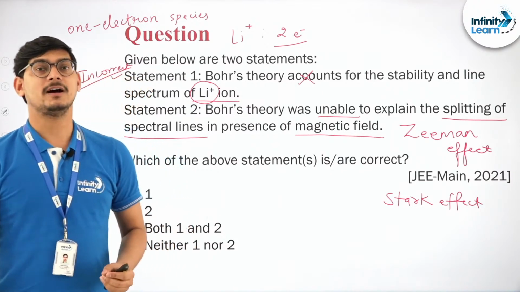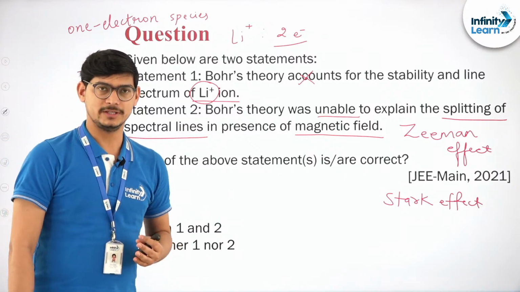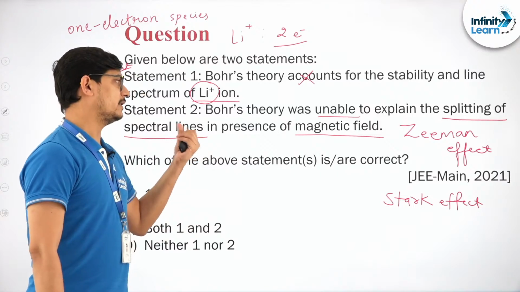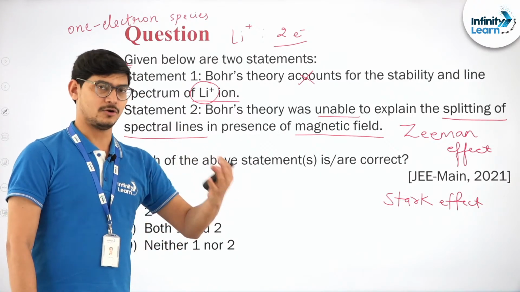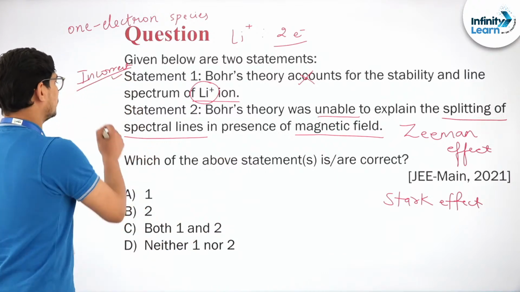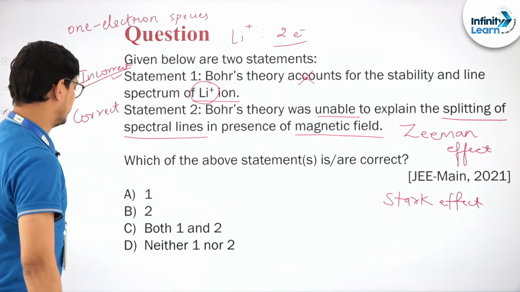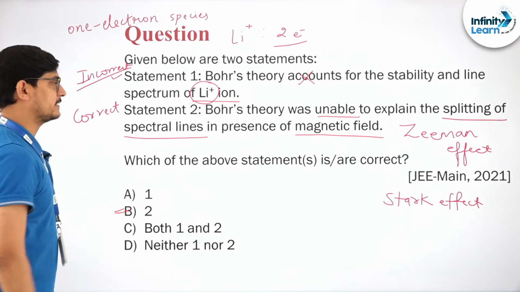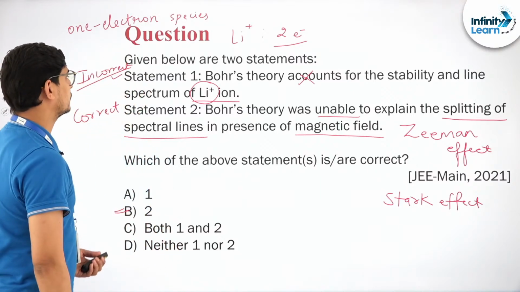So Bohr's theory again cannot explain that. There are a lot of limitations of Bohr's theory, but it's okay, we learned something about the structure of atoms, so we accept it and move on to the quantum mechanical model. So this statement 1 is incorrect, but statement 2 is correct. So the correct answer becomes B, right? Only statement 2 is correct. Okay, so let's move on to the second question.